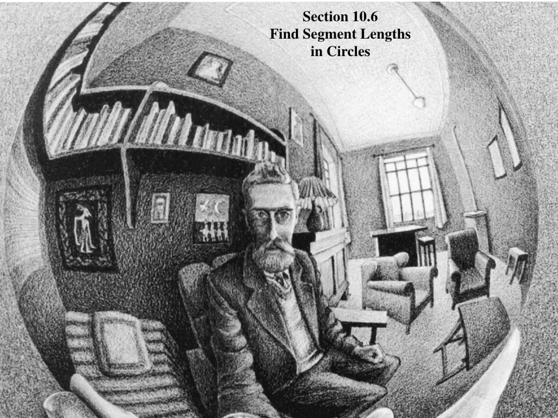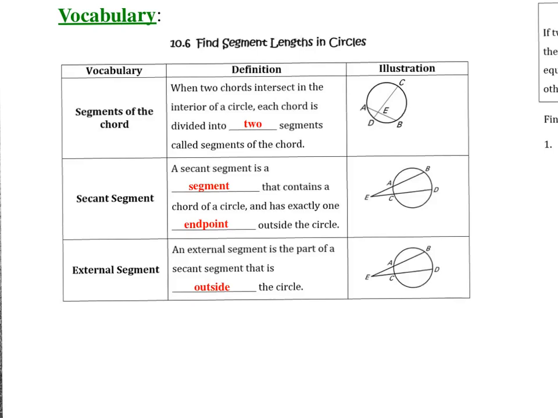Hey math enthusiast, I'm here to go over the 10.6 notes about segment lengths in circles. The vocab they start us off with is just essentially new parts in circles. Obviously we know chords have endpoints on the circle, like AB and CD here.